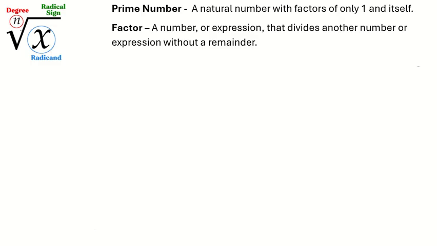Let's start out with a little bit of definitions. You can see here the radical sign, the degree is in red, and the radicand is in blue, which is the X there.